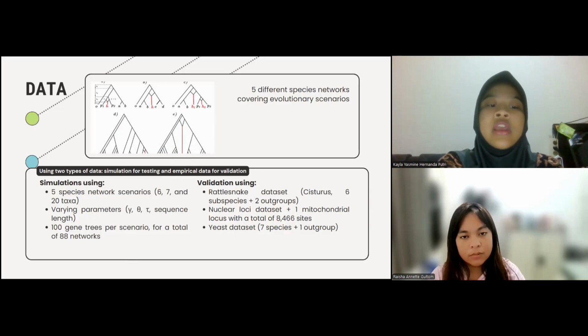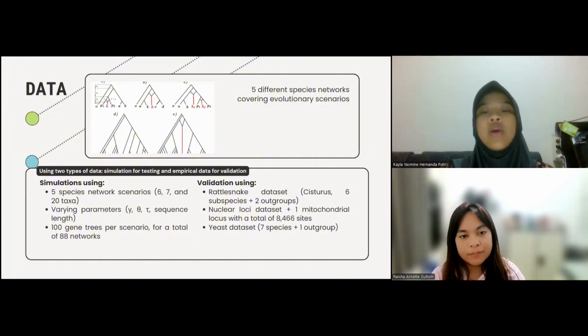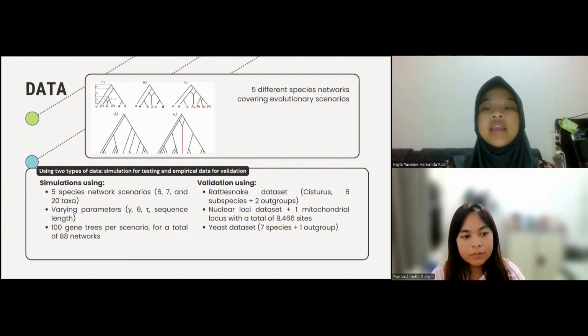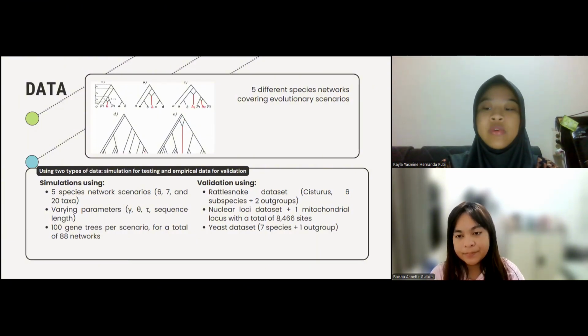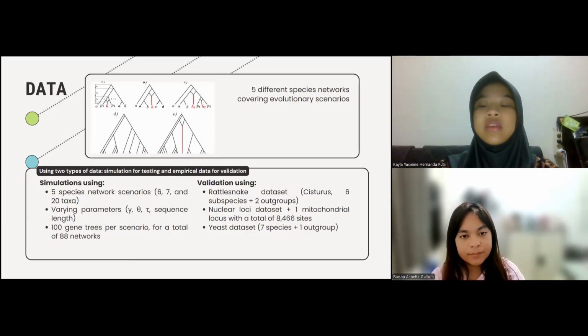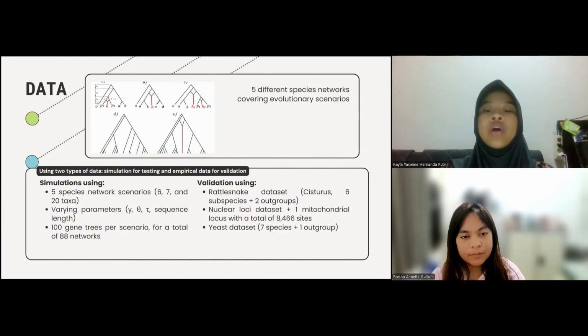In the simulations, they use five-species network scenarios with varying parameters, 100 gene trees per scenario, for a total of 88 networks. For validation, they use the rattlesnake dataset, nuclear loci versus one mitochondrial locus, with a total of 8,466 sites, and lastly a yeast dataset.